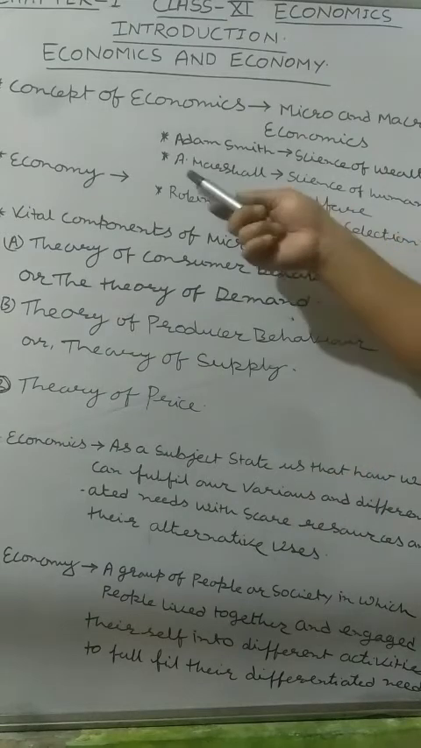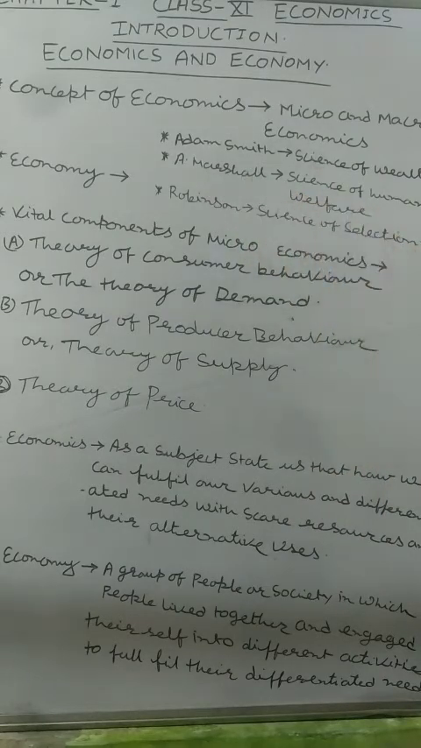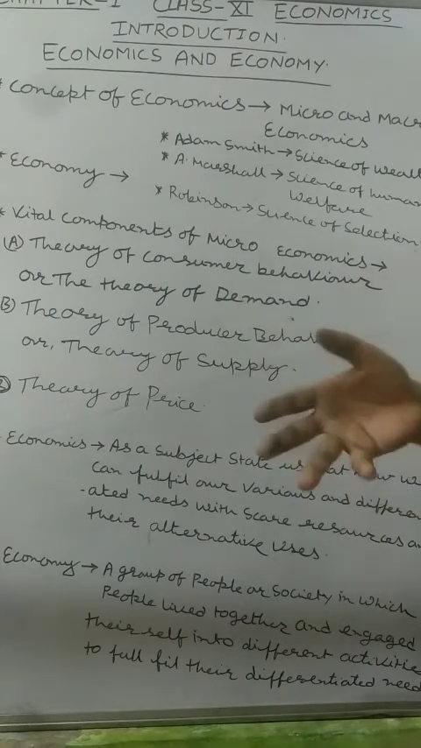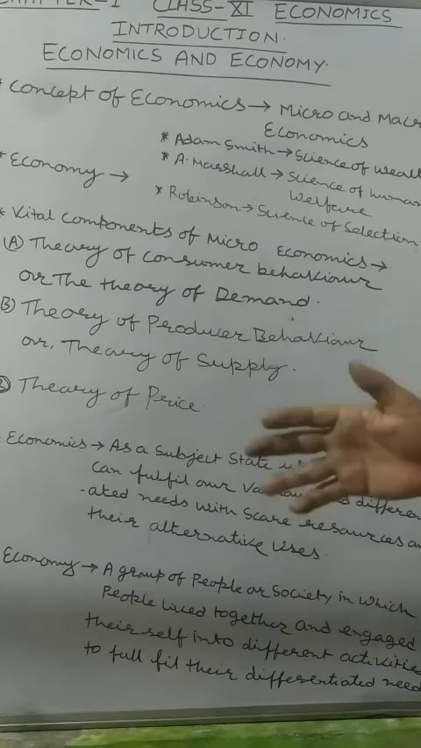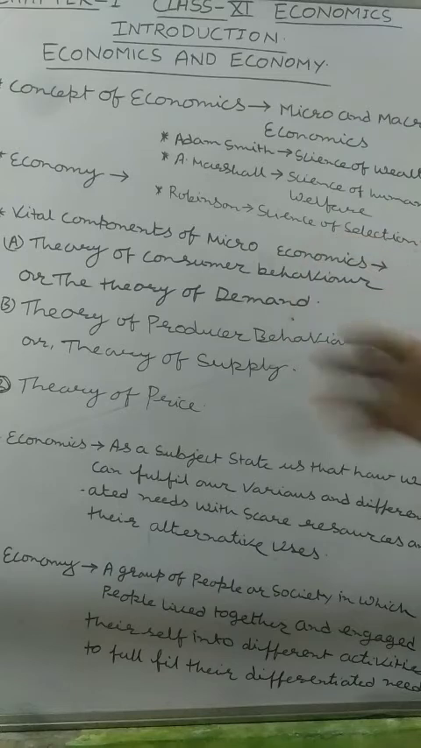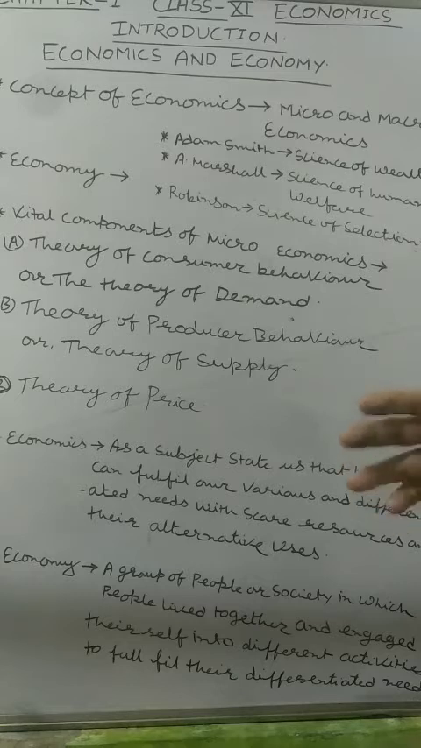After Adam Smith, Alfred Marshall came, and he stated that wealth is earned and used for human welfare. So economics is not a science of wealth but, more importantly, a science of human welfare. And at last, Robbins came, and he stated that economics is not a science of wealth and also not a science of human welfare, but actually a science of selection, because resources are scarce.